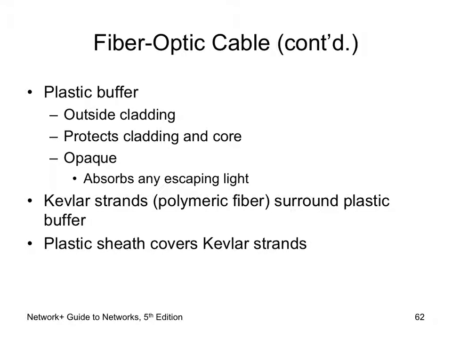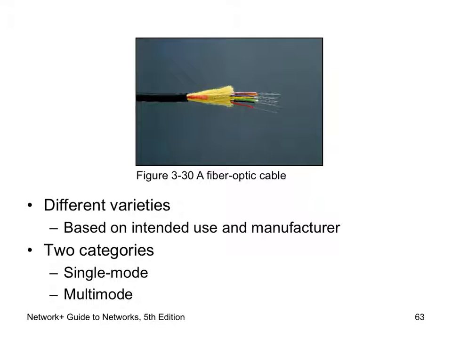It has a plastic buffer outside the cladding that helps protect the core, Kevlar strands surrounding the plastic, and a plastic sheath that covers the Kevlar strands. All right, here's a picture of one, what it looks like. You'll get one up close and personal, by the way, when we do the Cat5 lab.